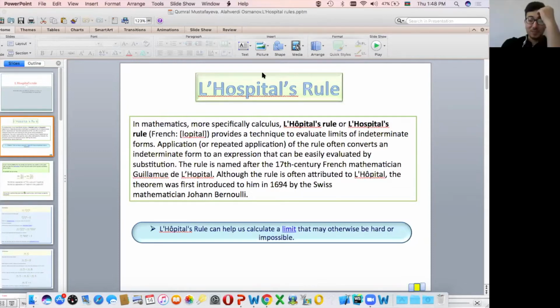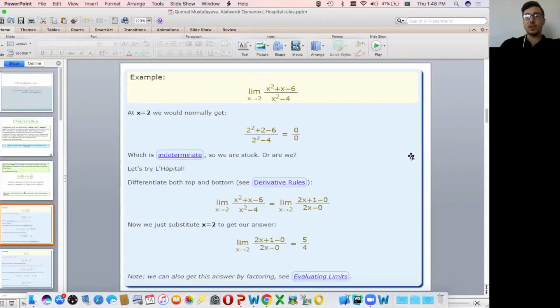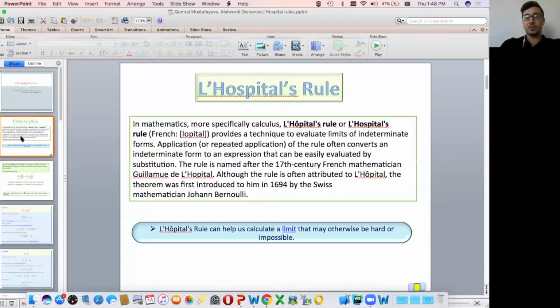In mathematics, more especially calculus, L'Hopital's rule provides a technique to evaluate limits of indeterminate forms. Application of the rule often converts an indeterminate form to an expression that can then be easily evaluated by substitution. The rule is named after the 17th century French mathematician Julien de L'Hopital.